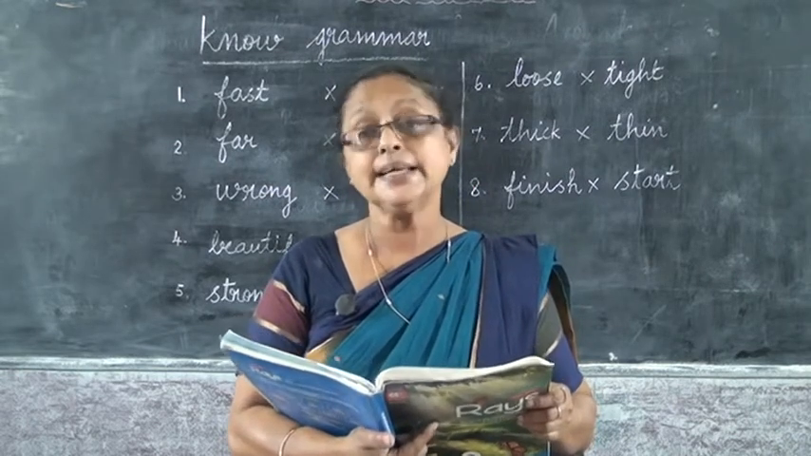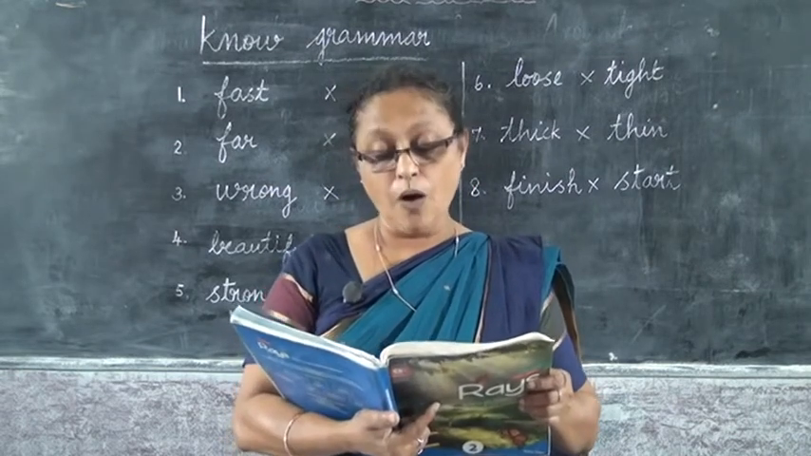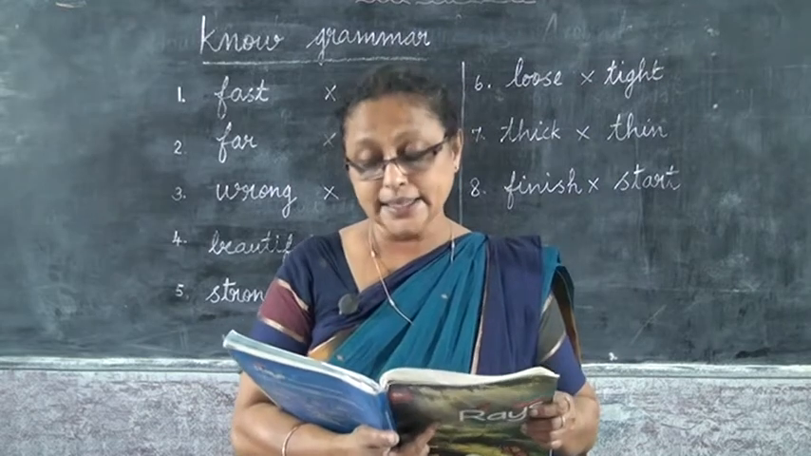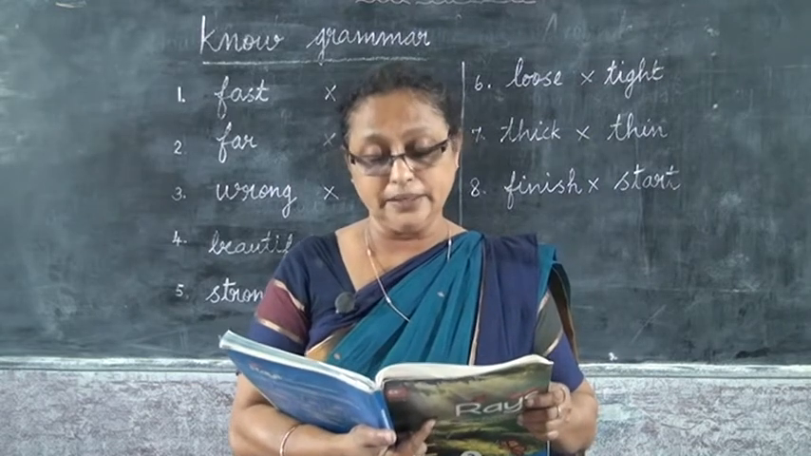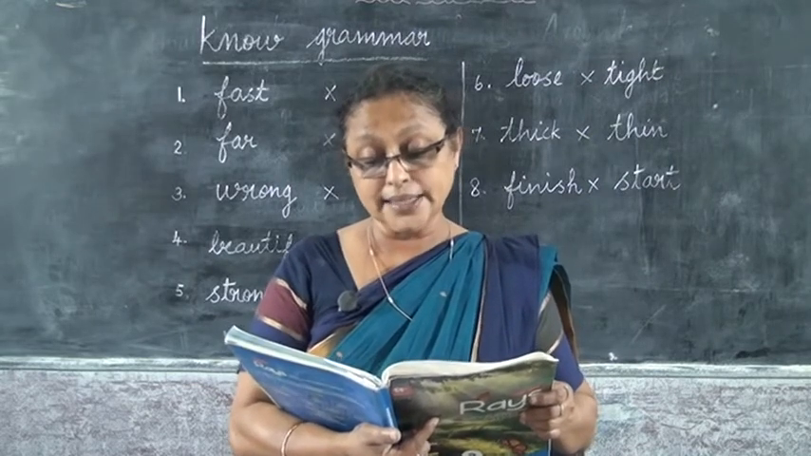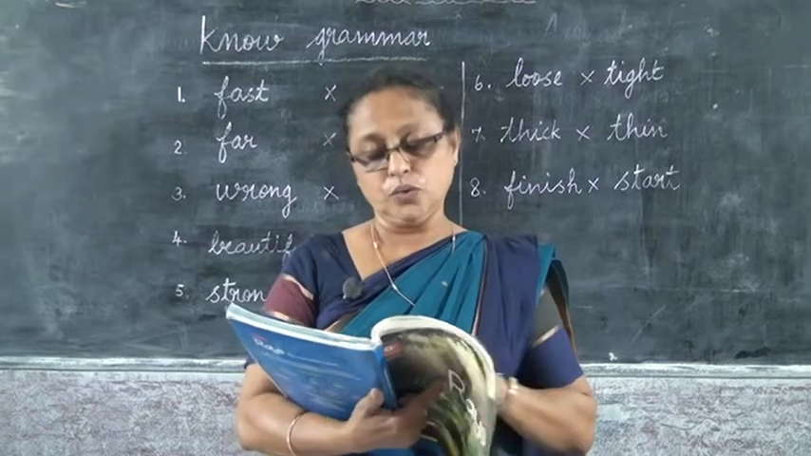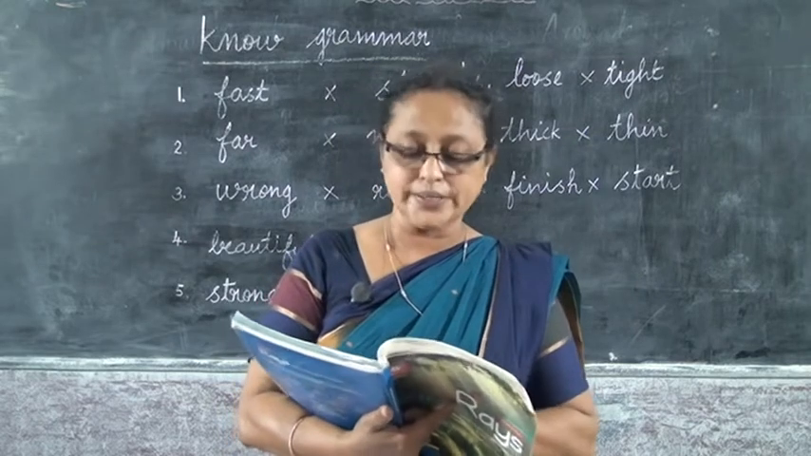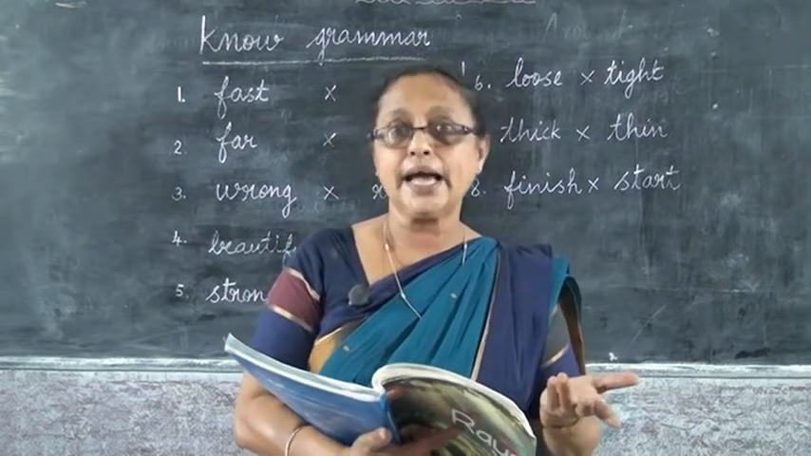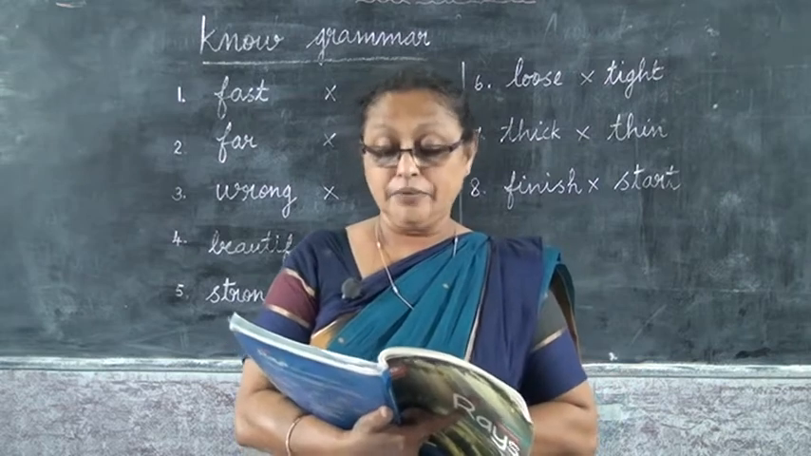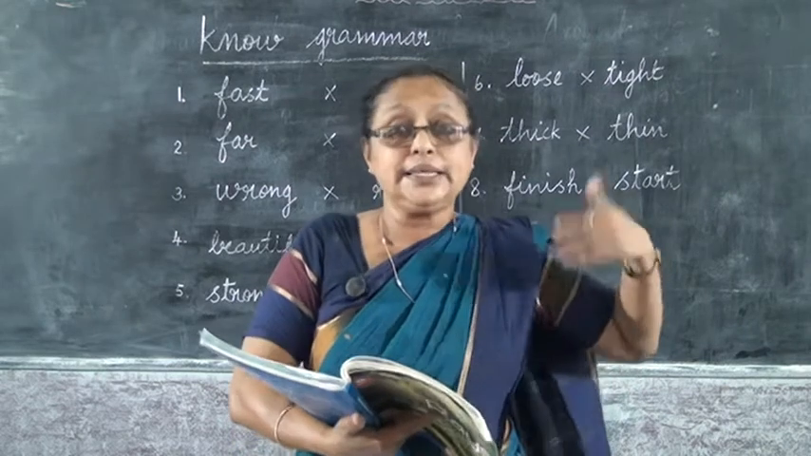Next is, all rabbits have tails. Fluffy is a rabbit. Therefore, Fluffy has a tail. So what is it? Whether it is true or false? All rabbits have tails. Yeah, you know that. Fluffy is a rabbit.